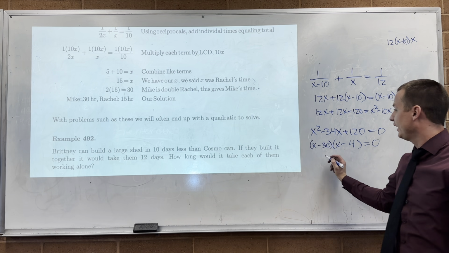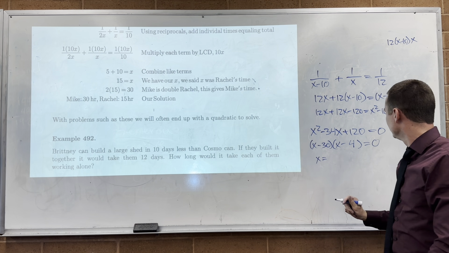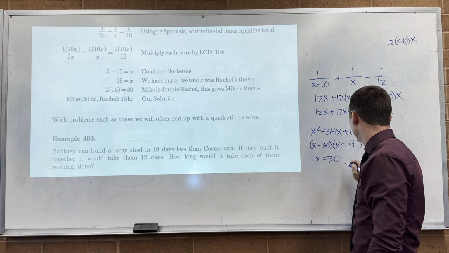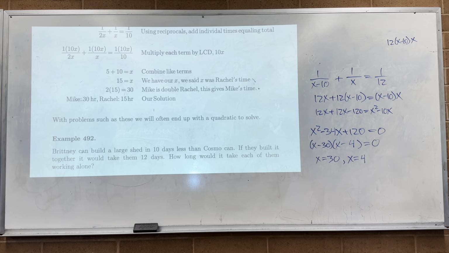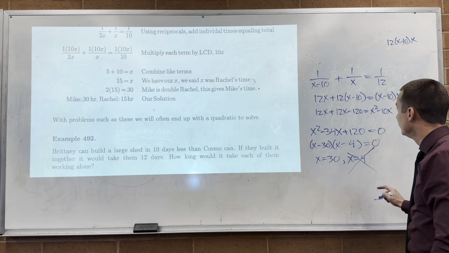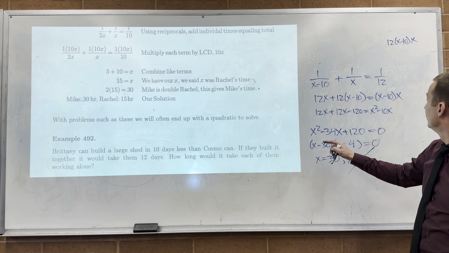Okay, so what is our x equal to? X is equal to 30, or x is equal to 4. Which of those answers is going to be the right answer? There's going to be one right answer for this. Which of those answers do I know for sure is wrong? 4. How do I know? Because this is 10 days and 12 days to do it together.